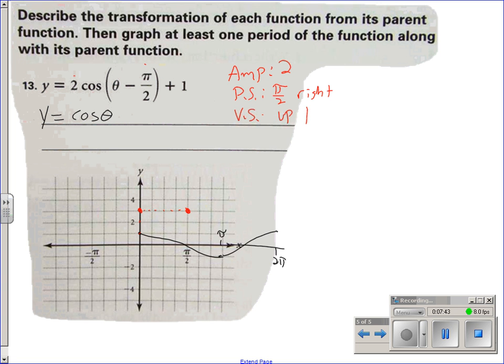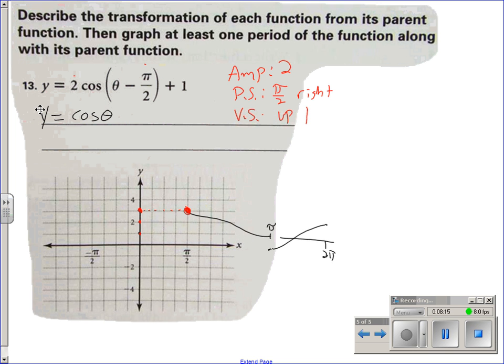Okay, we started at the origin, angle of 0. The cosine function starts at a y value of 1 at that angle. Because of the amplitude, we're going to bump that up to start at 2. But now because of that vertical shift up, we're going to go up 1 more. And then that phase shift shifted that over to the right by pi over 2. Okay, we did not change the period. So what we're doing is basically going to slide this graph to start there.